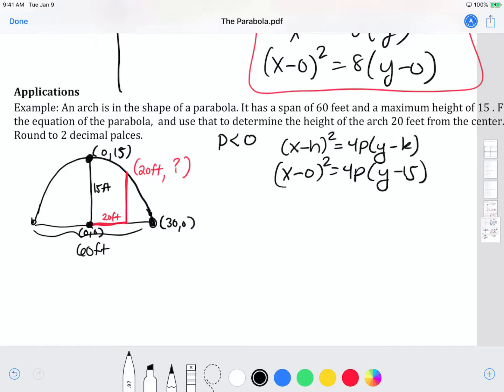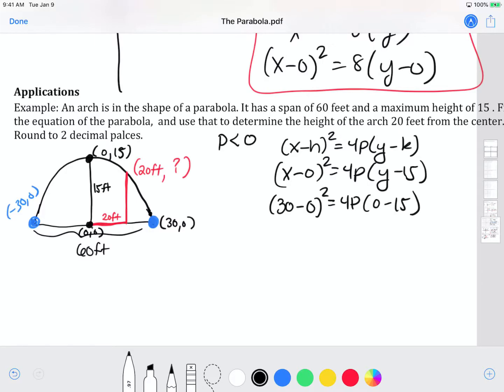But that's not the full equation. We still need to figure out what p is. So we're going to pick another point on the graph to plug in for x and y so we can solve it for p. Another point on the graph that we already identified is this point here, 30, 0, or we can use this point here. This point here would be negative 30, 0. Either one is fine. I'm going to use positive 30, 0. So I'm going to plug in 30 for x and 0 for y, and now we can solve this for p.